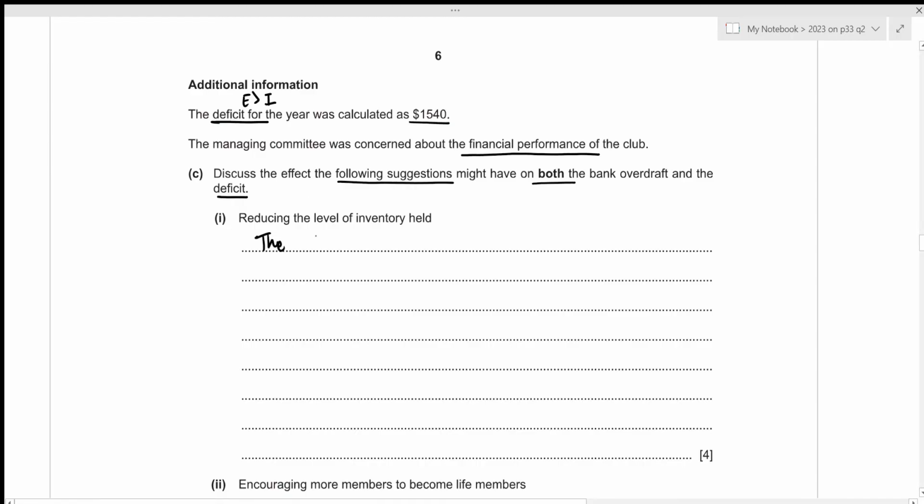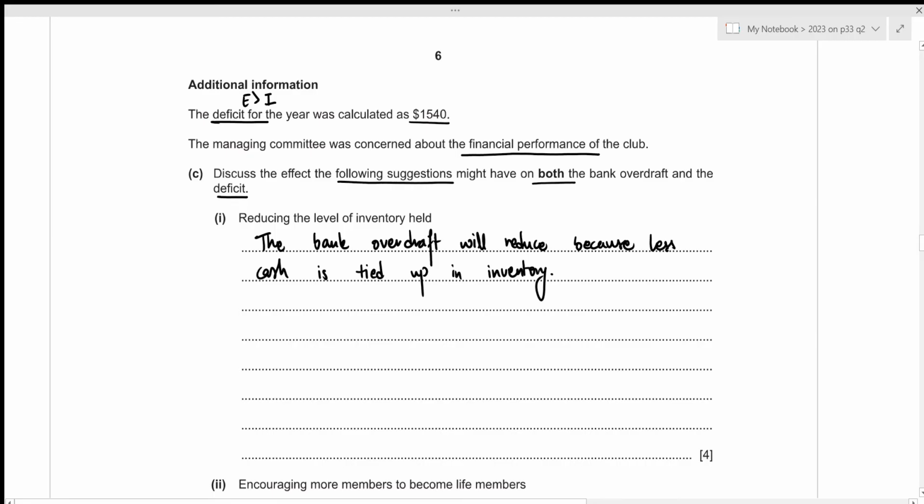So the bank overdraft will reduce because less cash is tied up in inventory.